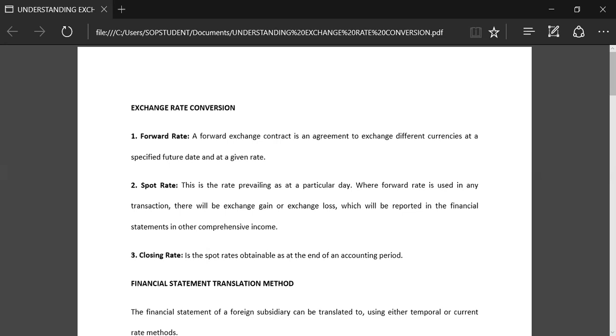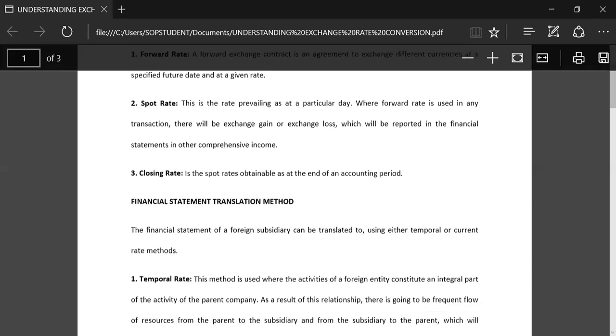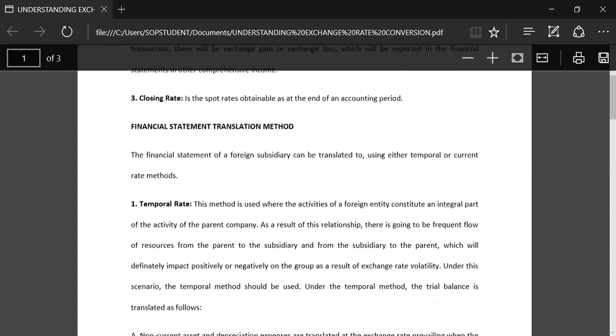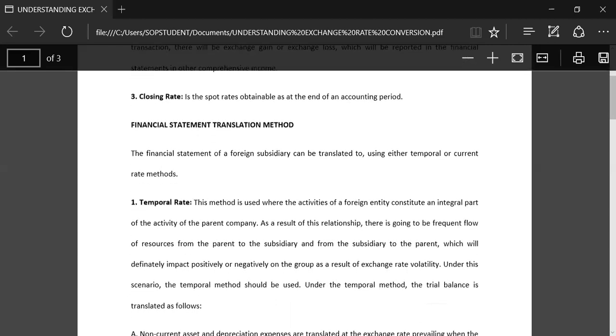Then number two is the spot rate. This is the rate prevailing at a particular day. And number three is the closing rate. This is the spot rate obtainable at the end of an accounting period.